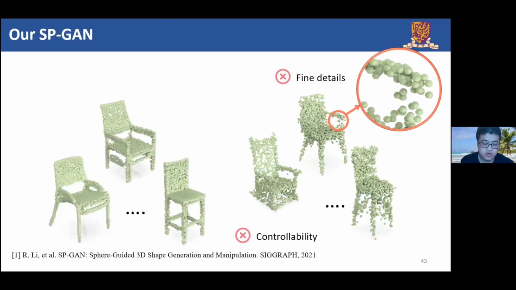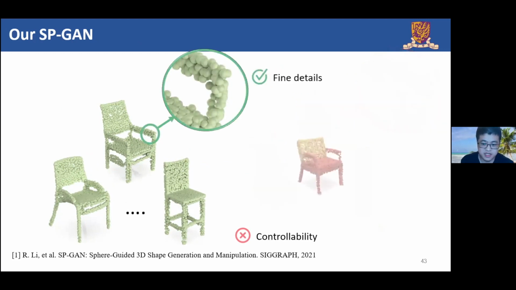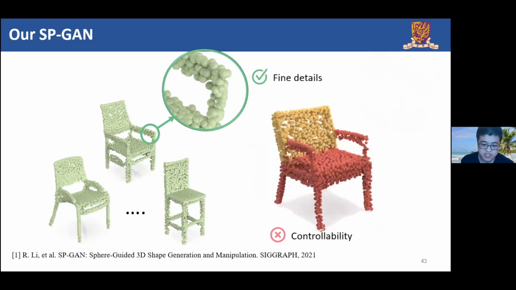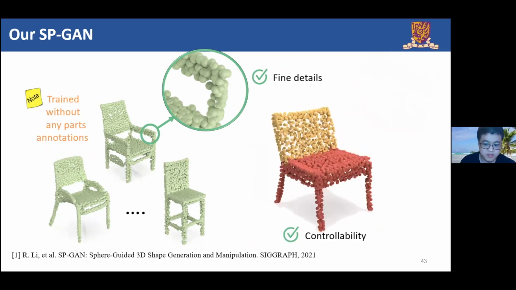In this work, we design a new generative method, which not only synthesizes 3D objects with finer details, but also facilitates structure-aware manipulation. Please notice that our method is unsupervised. That means we don't need any part annotations.